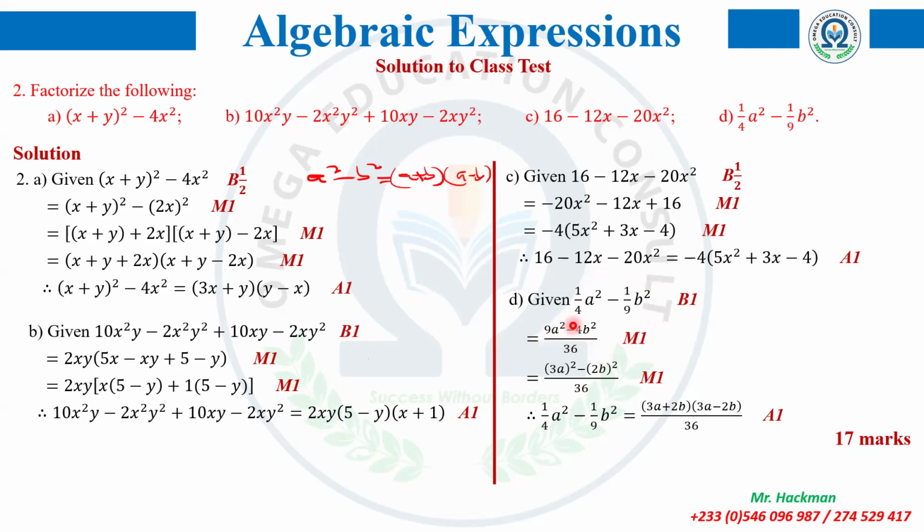So express this as a single fraction before you start factorizing. The LCM will be 36. You ask yourself, 4 will go into 36 how many times? It will be 9 times. 9 times 1a squared will give you 9a squared. Then minus, 9 will go into 36 how many times? 4. So 4 times b squared will give you 4b squared. So that will be the numerator.